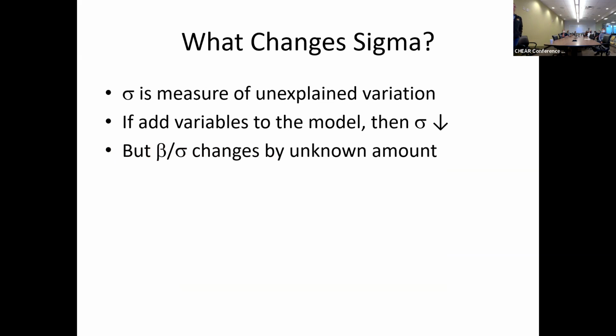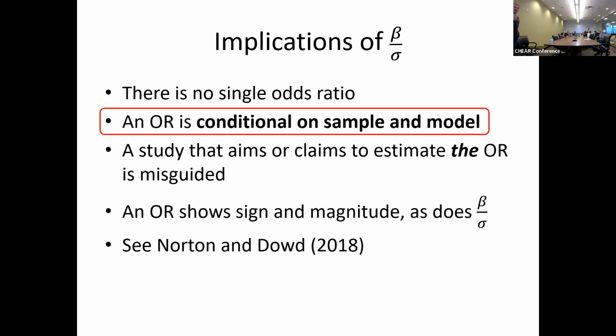Because it's a measure of this unexplained variation, when we add variables to the model, sigma will go down, just like in OLS. And when sigma goes down, beta over sigma goes up. And so what's going to happen is that beta over sigma will typically change as you add variables or eliminate variables from a model, but by an unknown amount. In other words, the sigma part of that is the unknown amount. Okay, next slide. So again, there is no single odds ratio. It is conditional on the sample, the data set you have, and the model that you run.